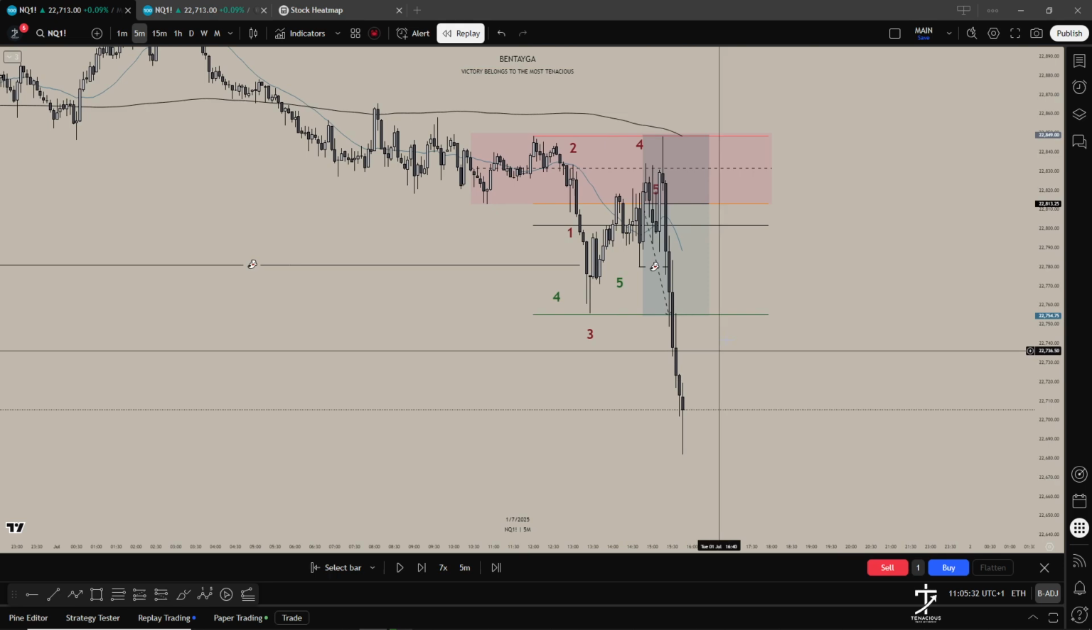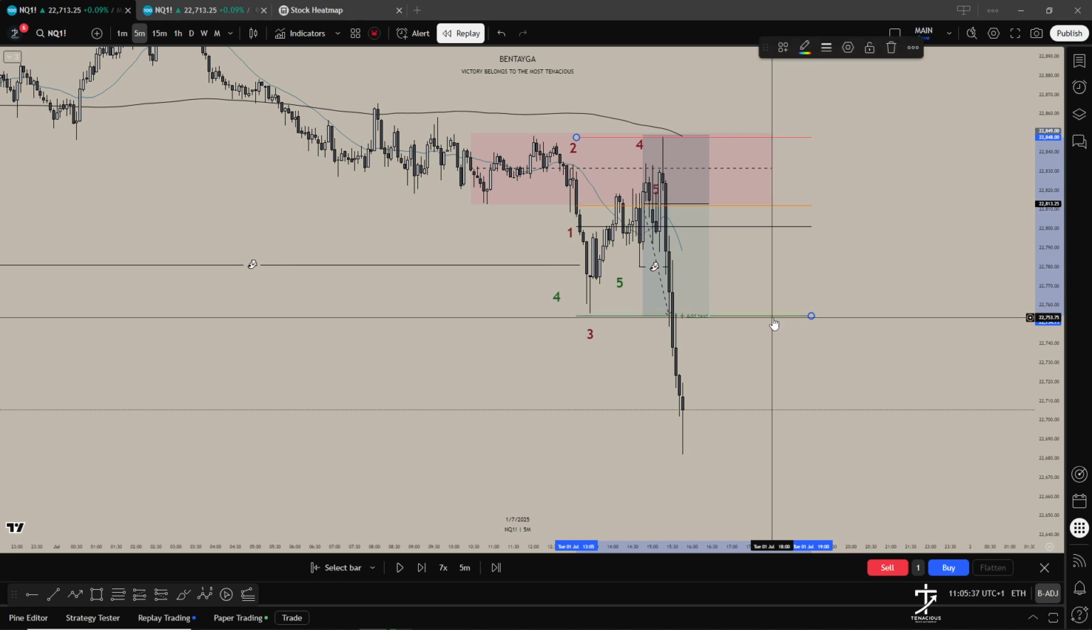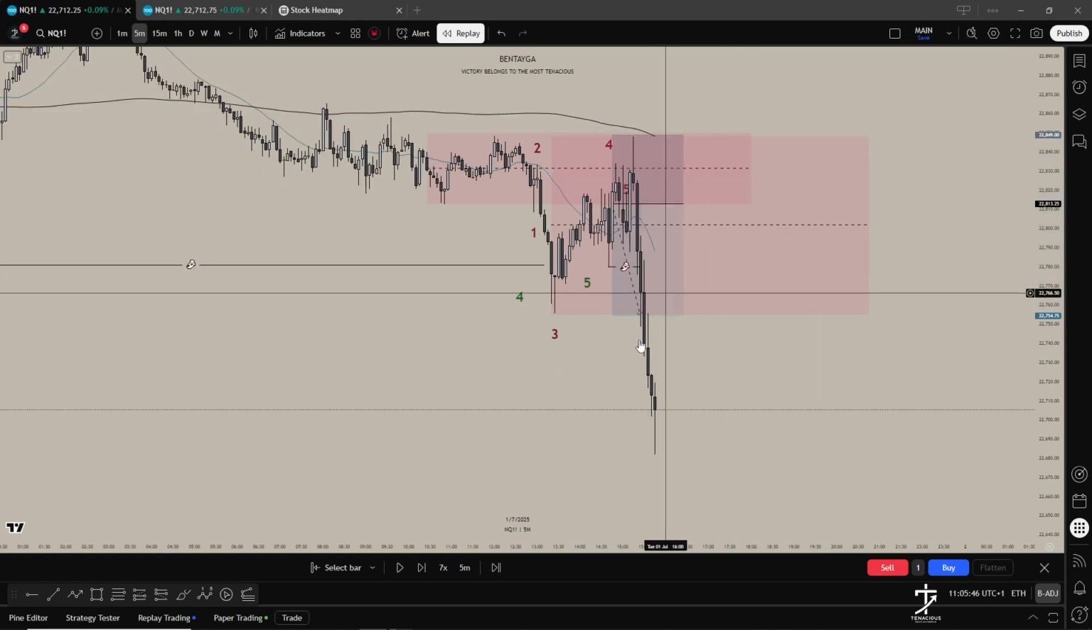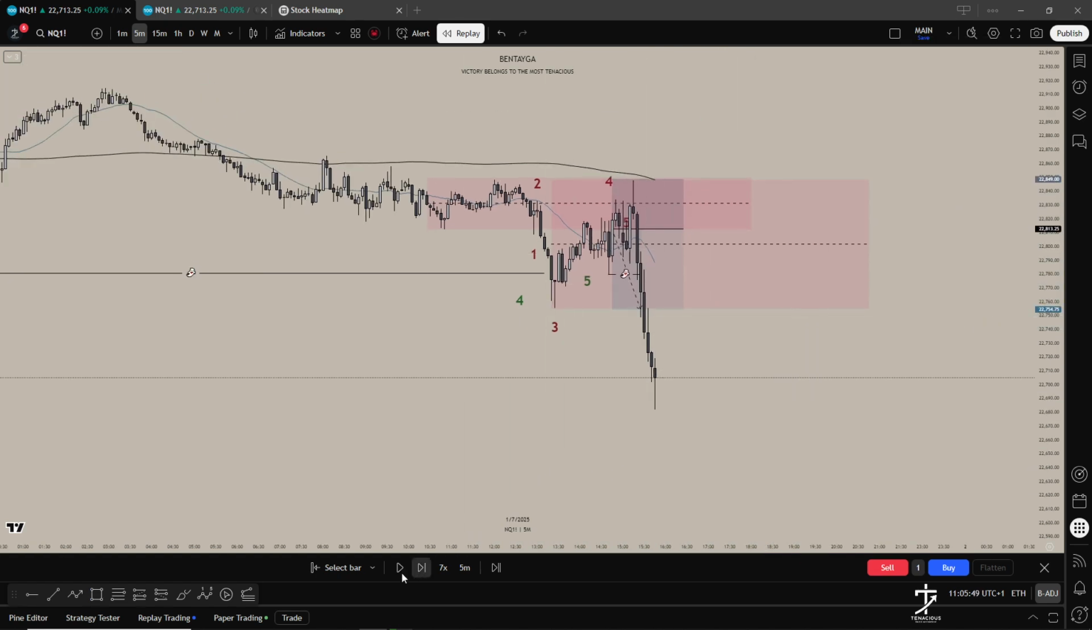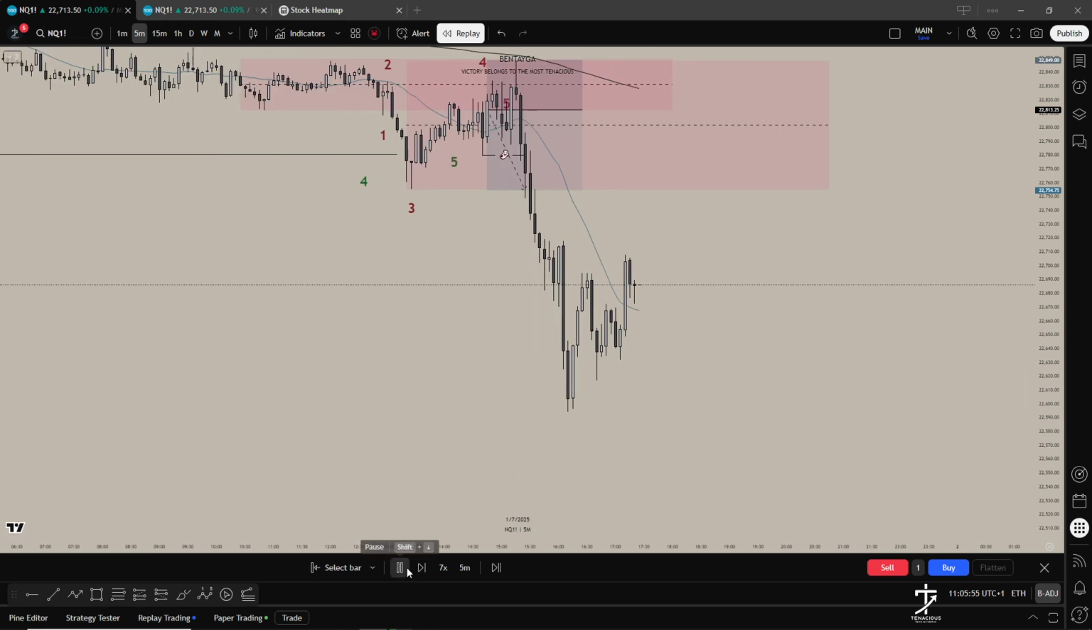So we now have our new zone over here, where this is now my new zone. And I would like now for price to come back, tap into this zone, and continue to make lower lows and lower highs. We don't quite get that, unfortunately.